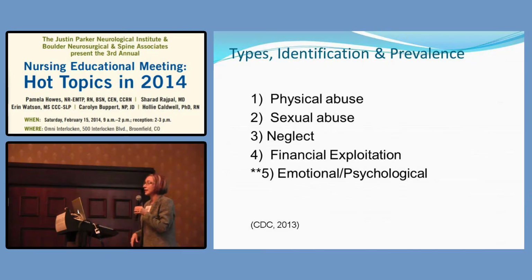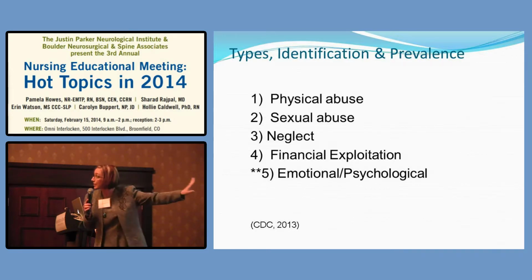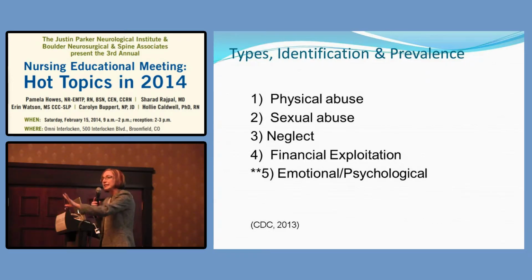Okay, so let's talk about the types of abuse. These are the main categories of abuse. Depending on what definition of abuse you're looking at, you'll see abandonment may be added to this list, and self-neglect may be added to this list. Self-neglect is an entirely different area of statistics and an entirely different area of research.